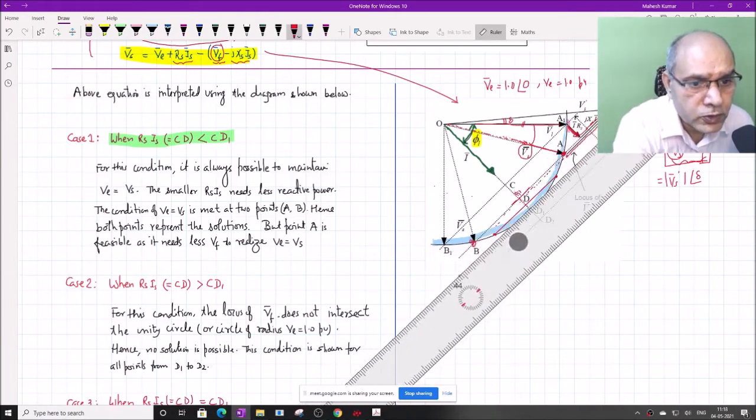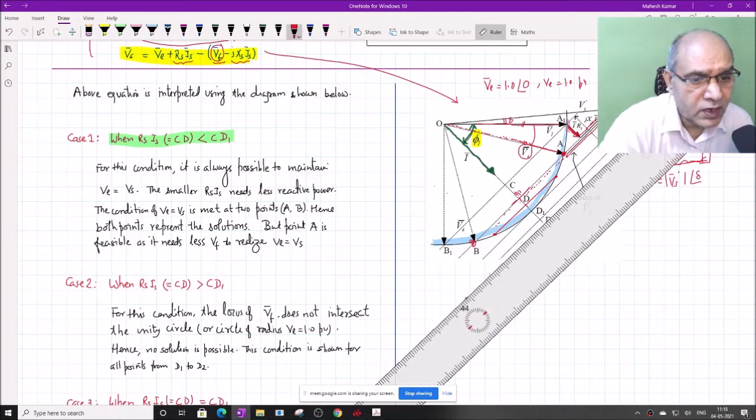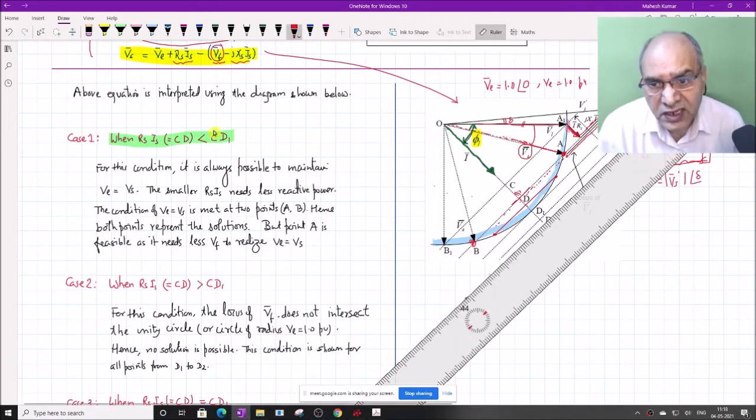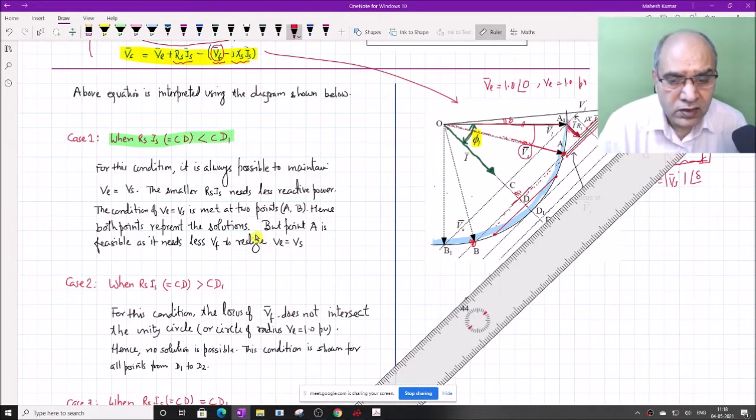Okay, so the point is that there are two solutions if CD or RsIs is less than CD1, this condition, and therefore there are two solutions. These solutions are A and B, and solution A is more feasible because the value of BF required to compensate is less than the value for B.